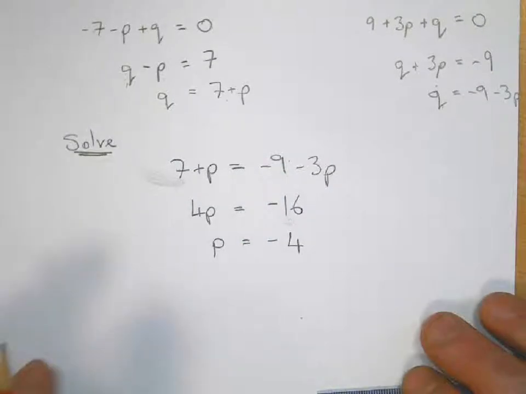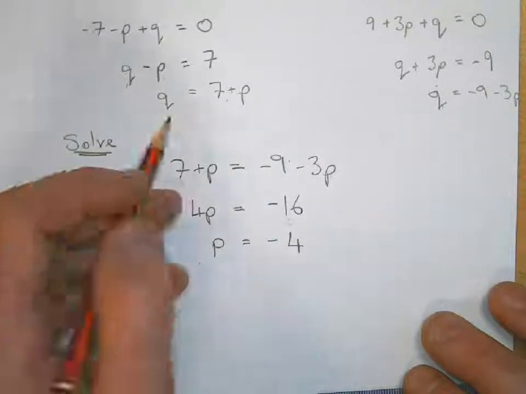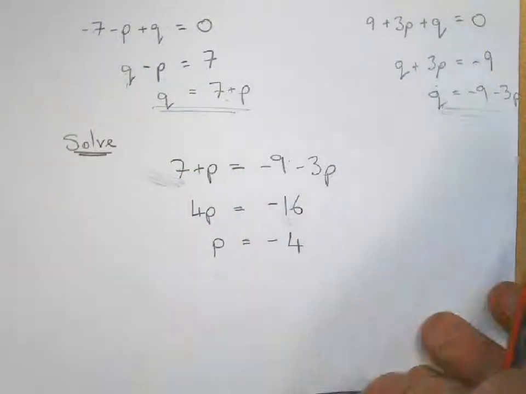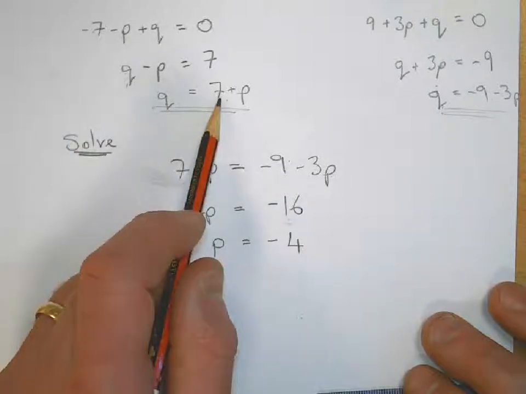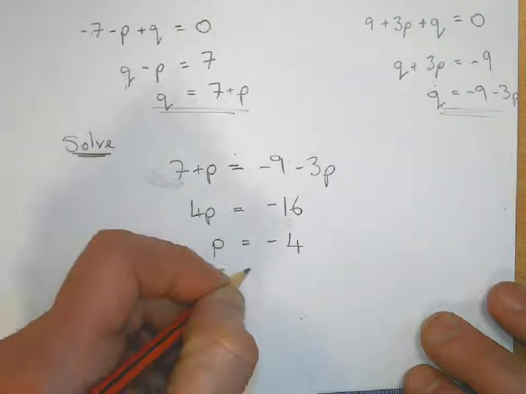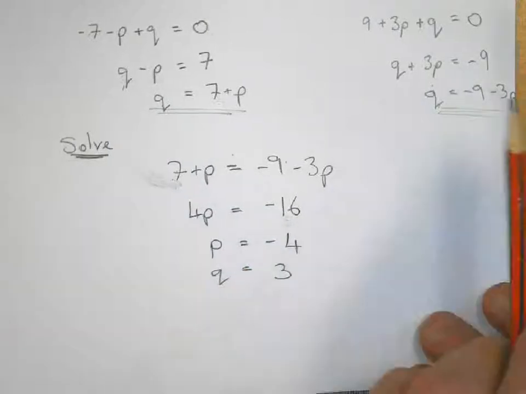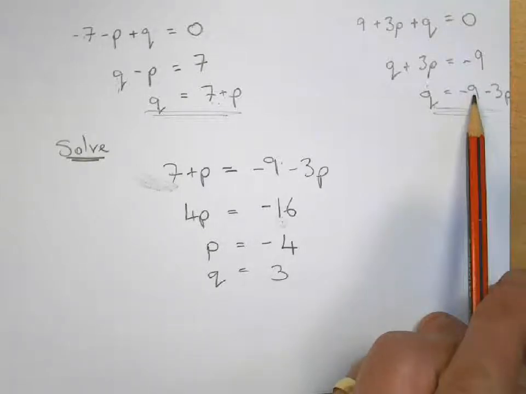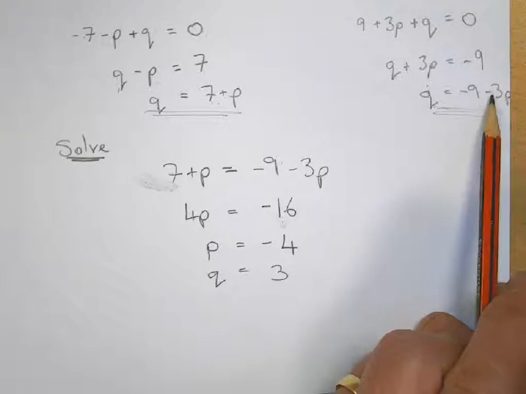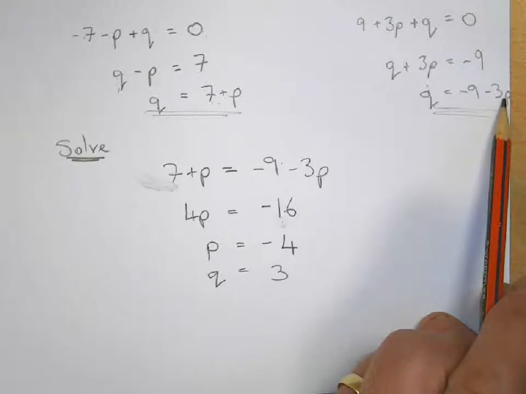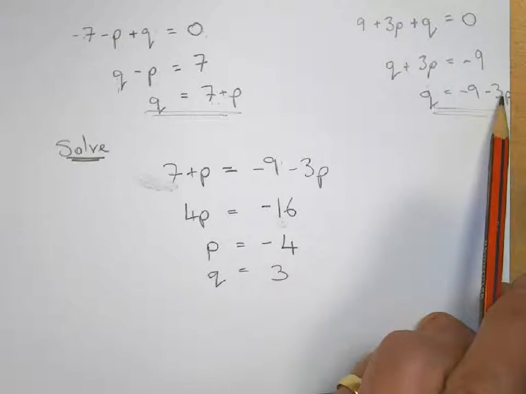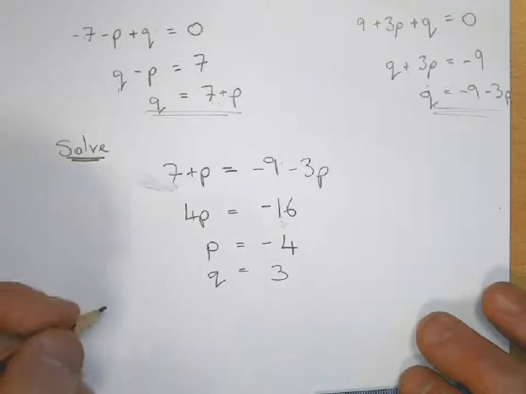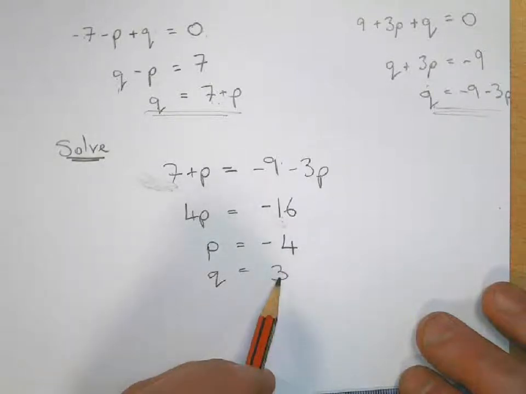And then if P is minus 4, we can work out Q by putting it into either this equation here, or this equation here. So if I put it into this one, I would get 7 plus a minus 4, so I get Q is equal to 3. And if I put it into this one, I should get exactly the same. Let's just check that. So it's going to be minus 9 minus 3P. So minus 3 times a minus 4 is 12, or plus 12. So minus 9 plus 12 again is 3. So that works out fine. So the values for P and Q are going to be minus 4 and 3.